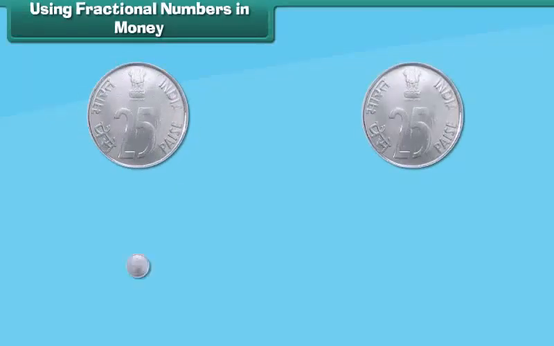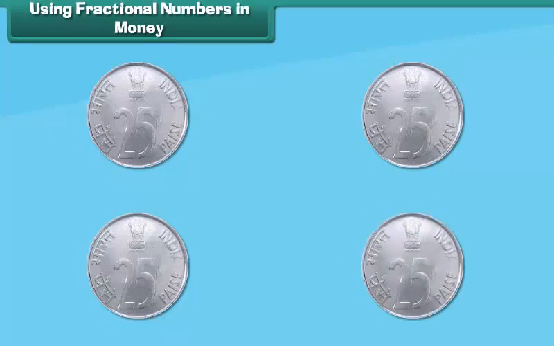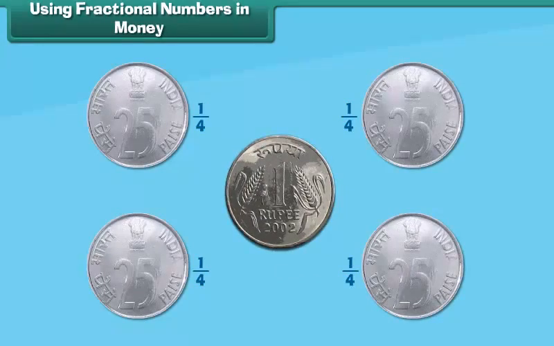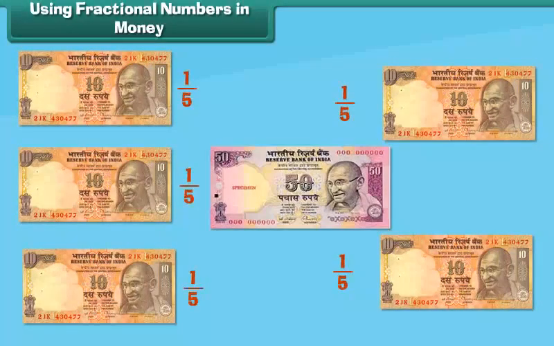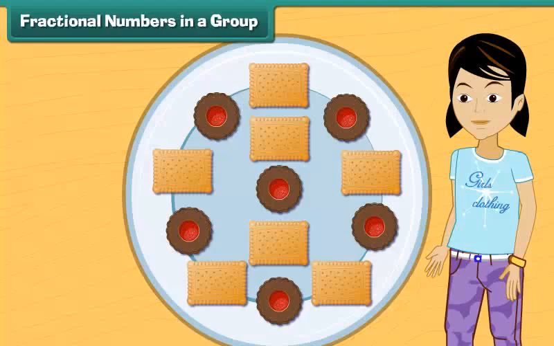Look at these 25 paisa coins. One 25 paisa coin is 1/4 of the 1 rupee coin. Similarly, one 10 rupee note is 1/5 of 50 rupee note. So kids, fractional numbers are used in money too.